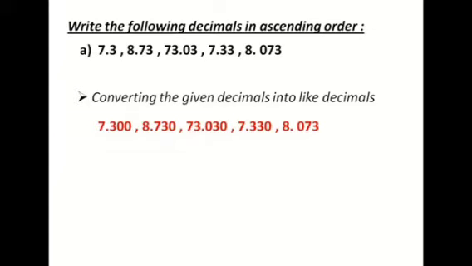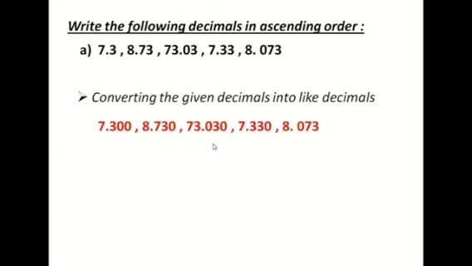Now we will start comparing. So here it is 7.300. Here it is 7.330. Rest of the numbers, it is 8.730, here 8.073 and this one is 73.030. So 73.030 is the greatest one. So we have to arrange it in ascending order. So we will go for the smallest one.